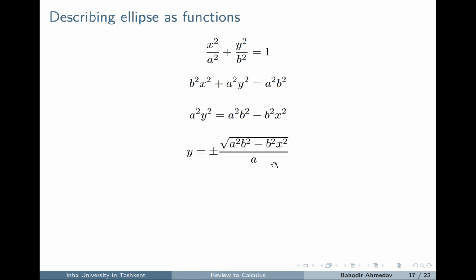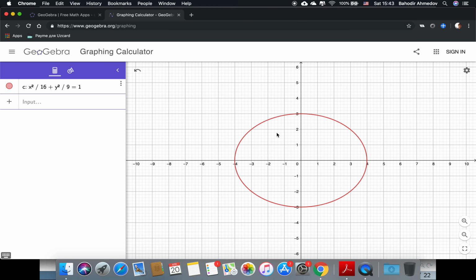So basically, if I would like to describe only the upper part or the lower part of the ellipse, I just need to use this equation. So let's do this for our ellipse. If I would like to express only the upper part of this ellipse, I need to write the equation y is equal to the square root of a squared, which is 16, multiplied by b squared, which is 9, minus b squared, which is 9, multiplied by x squared, divided by a. So all of the square root is divided by a squared, which is 4.